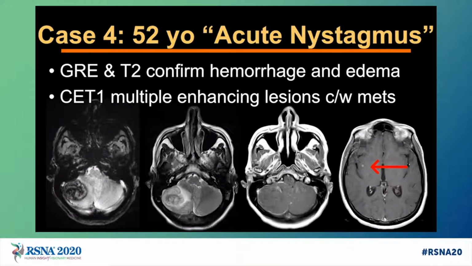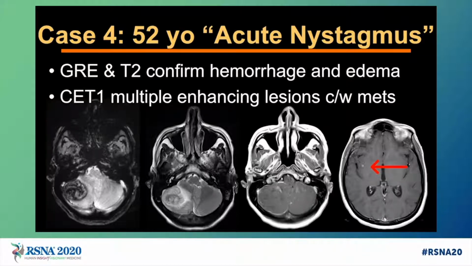Here's the MR. The first image is a GRE, which demonstrates the hemorrhage. The second is a T2, which confirms the surrounding edema. And then I've got two contrast-enhanced T1s. So we were concerned about hemorrhage into a pre-existing lesion, and in a 52-year-old, the most common pathology for an intraaxial posterior fossa mass would be metastatic disease.